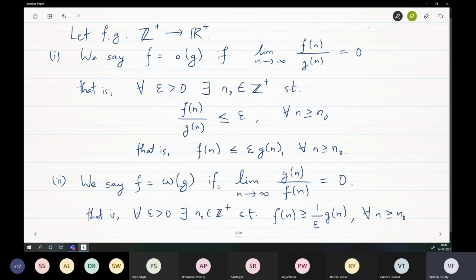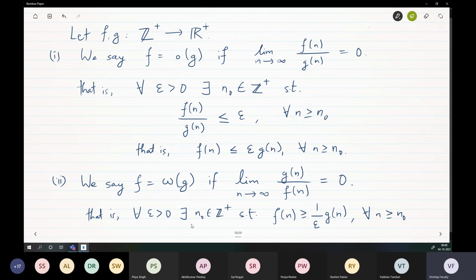Now the reverse. When we say f is little omega of g, it actually means g is little o of f. So f grows much faster, strictly faster, than g. Therefore, when you take the limit g(n) by f(n), this should go to 0 because f is growing much faster than g. g(n) will be smaller and smaller than f(n) as n is large.